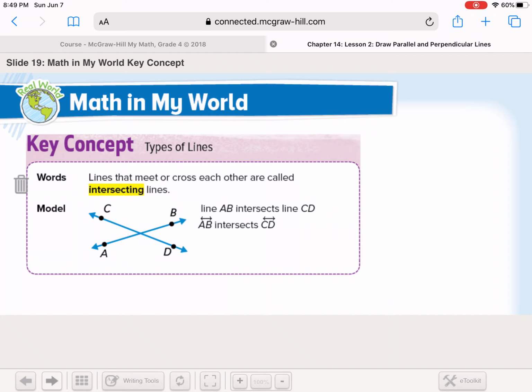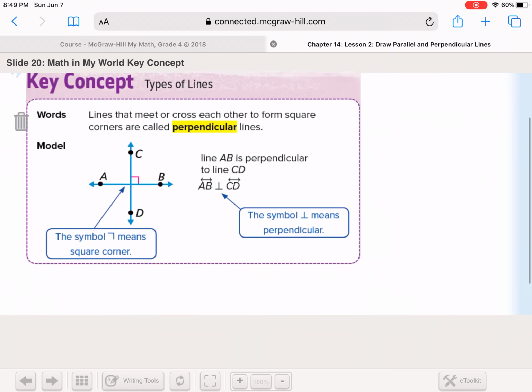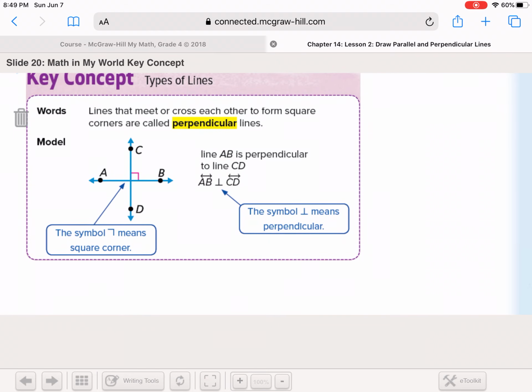Now we've got intersecting. So line AB intersects with line CD. And see this little symbol? That means they're perpendicular. A perpendicular line means that it's 90 degrees. The little box lets you know that that is a right angle, which we'll get into. I am going to do that because I love angles.